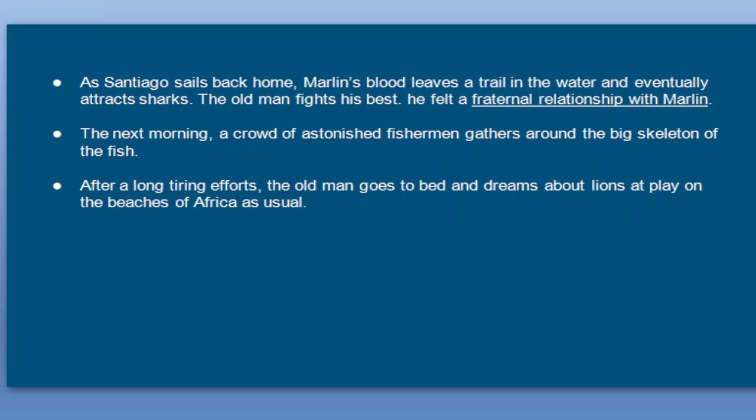Right. The next morning, a crowd of astonished fishermen gathered. All those who were at the beach gathered around to see that big skeleton of the fish. After a long, tiring effort, the old man, I mean Santiago, went back to his bed, and he started again dreaming about lions, which he often sees, playing on the beaches of Africa as usual. So this was all about the summary.